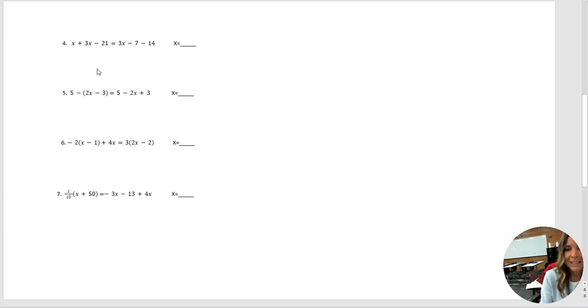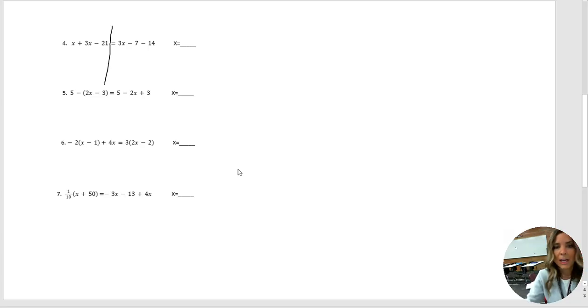Okay, next one. You can see that these are getting progressively harder, right? We started with 2 steps, and then we moved to a variable on both sides, an easy one. Now we're moving to a variable on both sides where we need to do a little bit more work.